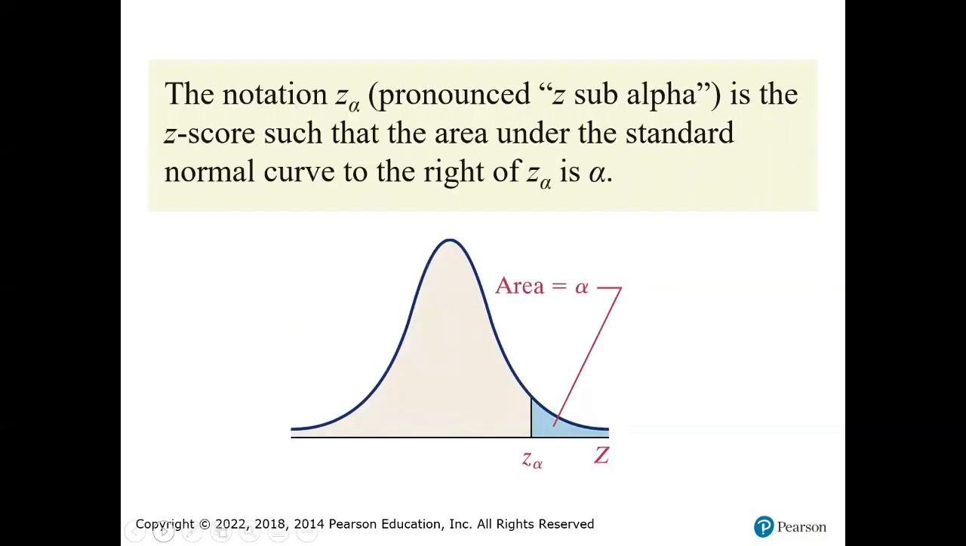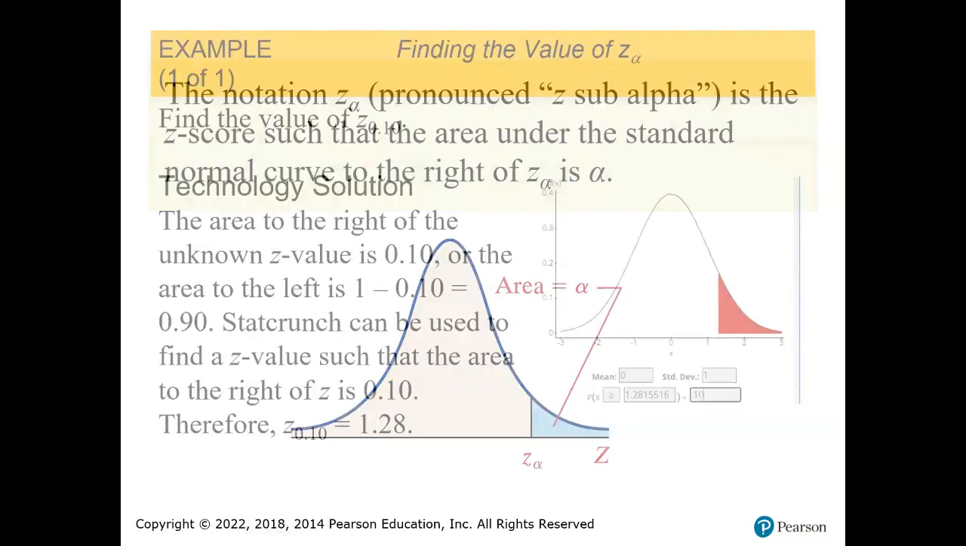You may see the notation here, Z sub alpha, which is going to represent the Z score such that the area under the curve is to the right. So a lot of times we just use Z for the left. Z sub alpha is going to be for the right. Really, it's just a notation. You're going to be using StatCrunch, so it's not super important for you guys to know that.